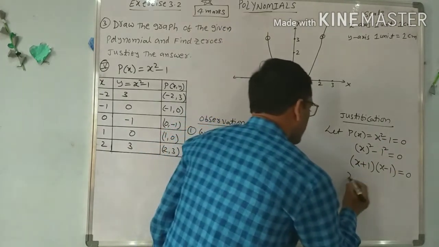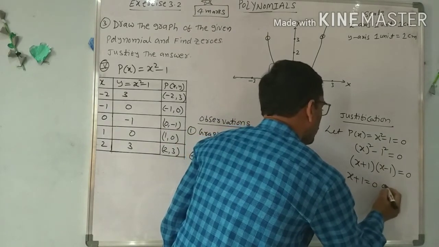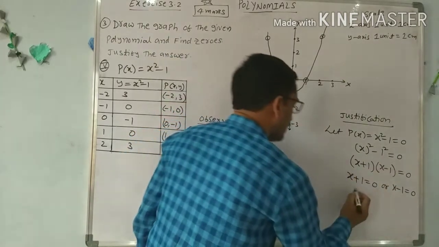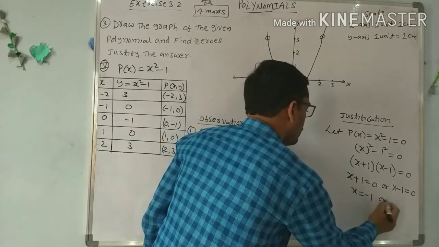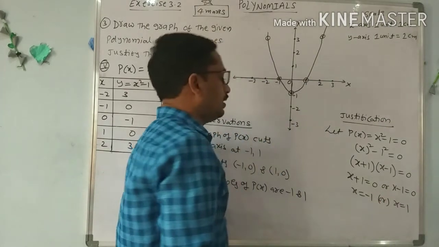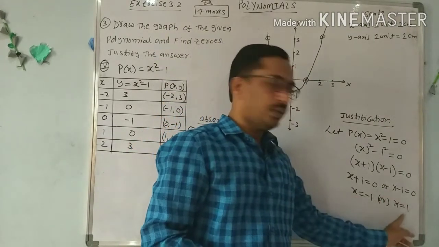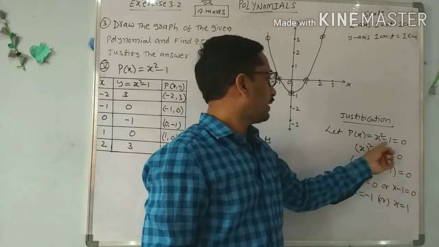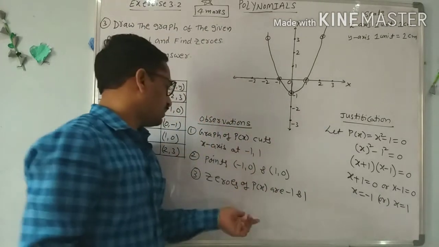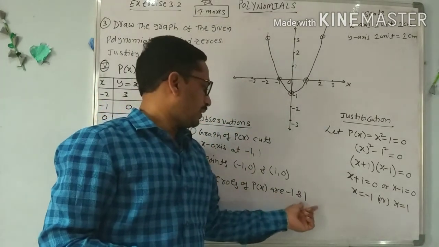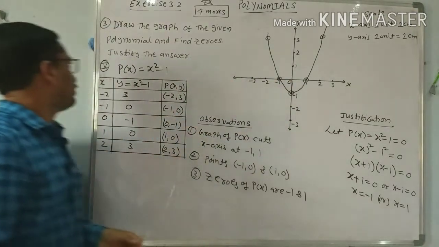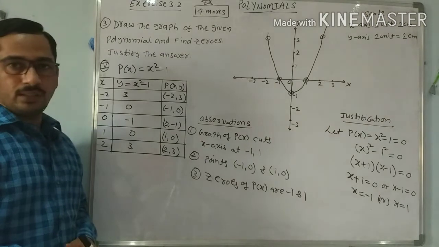So product 0 means either x plus 1 equal to 0 or x minus 1 equal to 0. So transpose 1 value right side, it becomes minus 1, and here transpose minus 1 value right side, it becomes plus 1. So here x equal to minus 1 comma 1 means the zeros of the given polynomial x square minus 1 are minus 1 and 1, and from the observations also we observe that the zeros are minus 1 comma 1, and from the graph also same minus 1 comma 1. Now this is complete about the fifth problem and third bit.